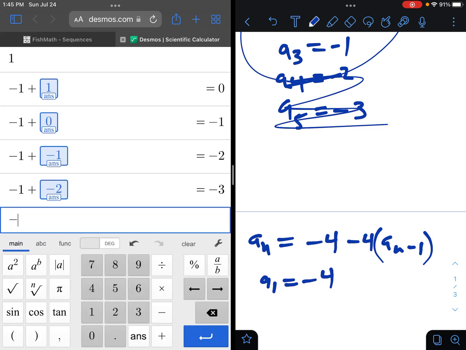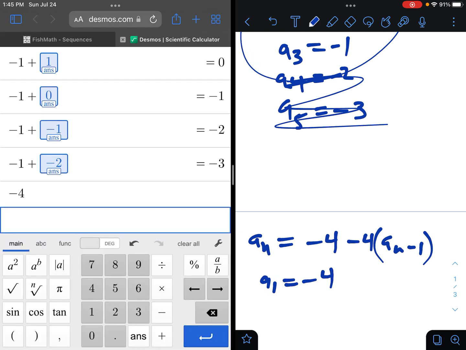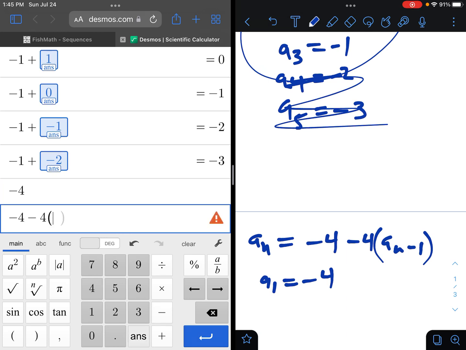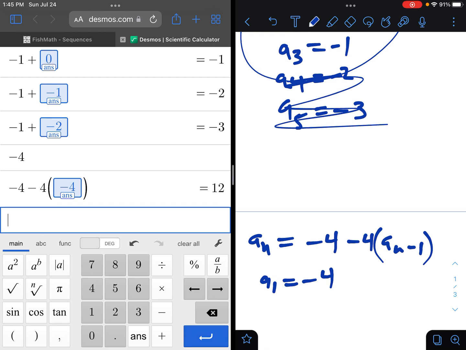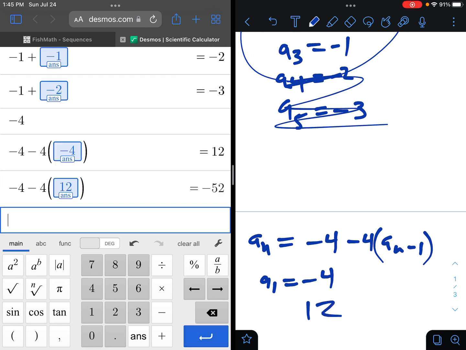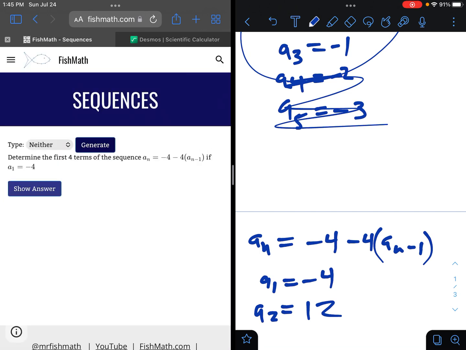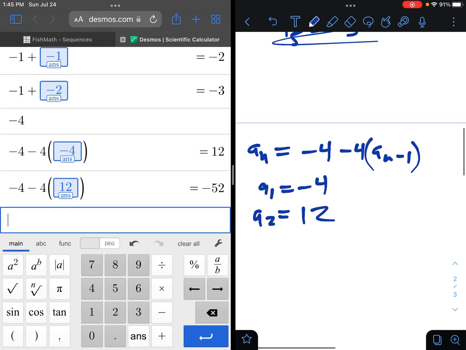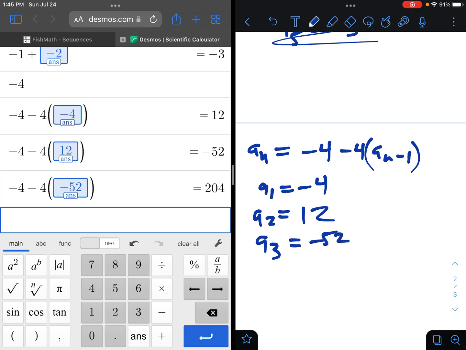So I'm going to do -4 first, and then -4 minus 4 times the previous answer. I'm going to get 12. So that would be A2. It wants the first 4 terms. So then A3, I'm going to enter again. I already have it, it is -52. And then one more time is 204.